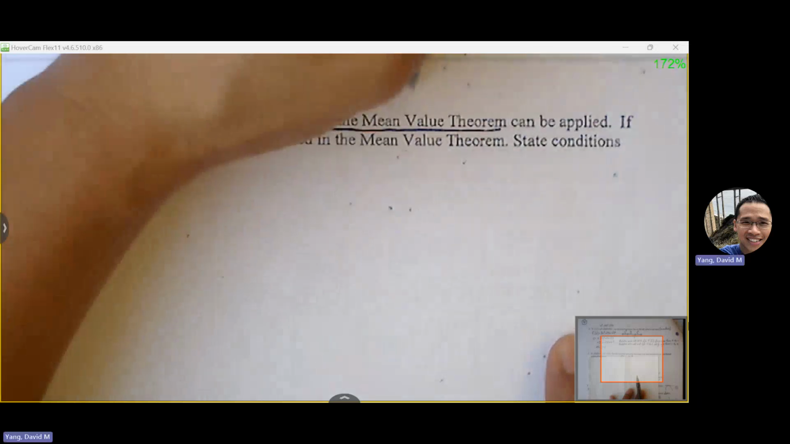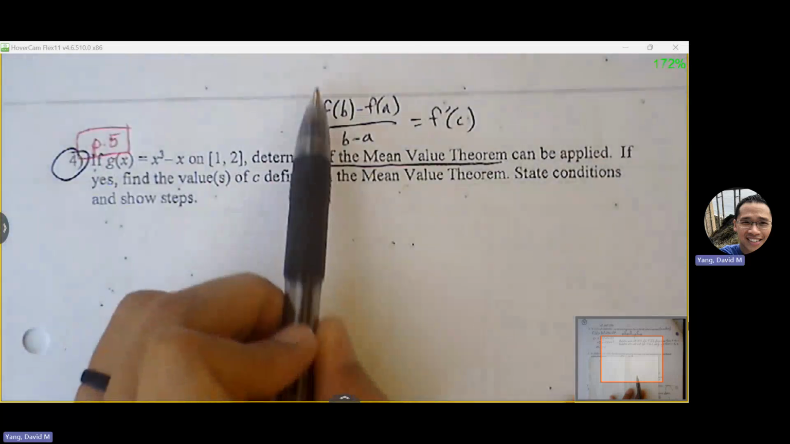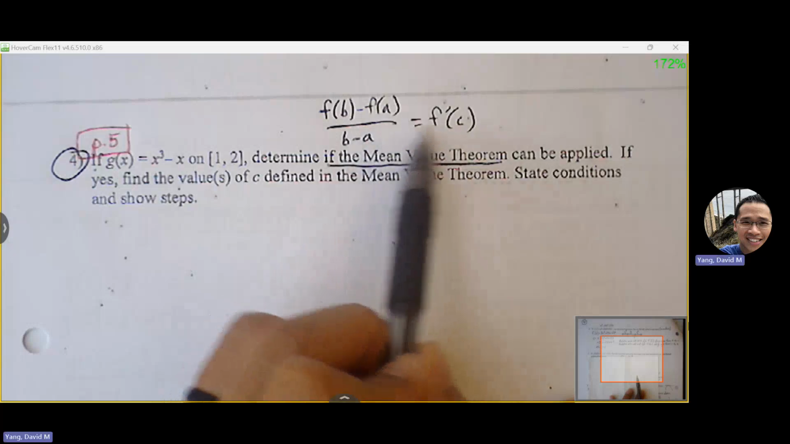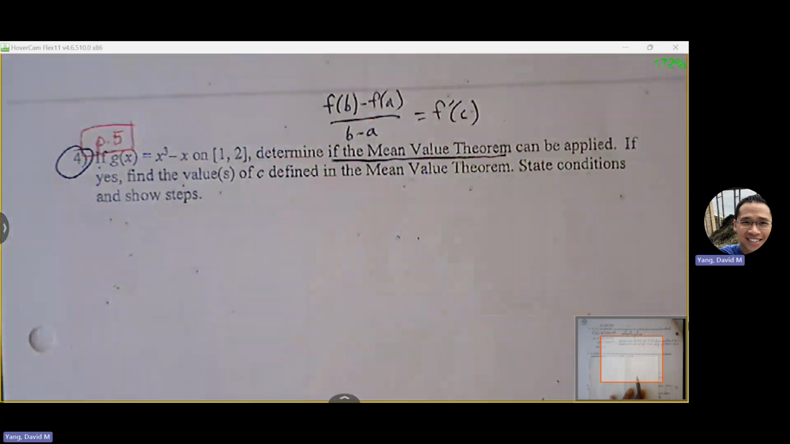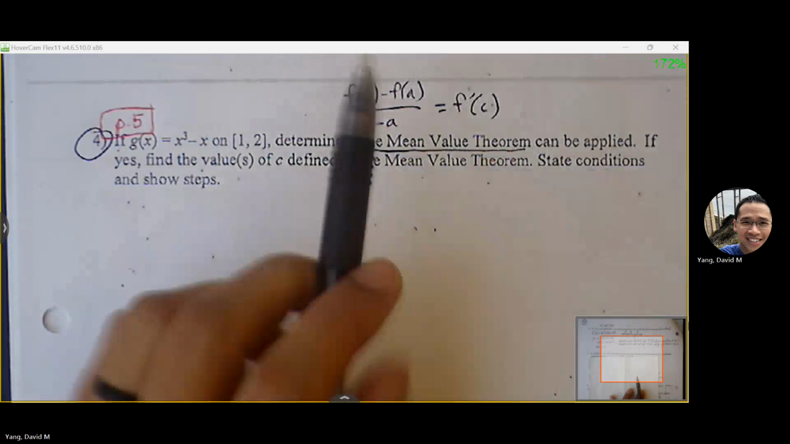It's where your average rate of change is equal to your instantaneous rate of change. So this is the slope between the endpoints. This is the derivative. And then we set them equal to each other, and we can figure out where on the curve the graph is going to match the same steepness as what we experienced between the two endpoints.